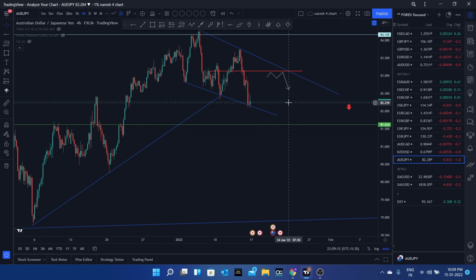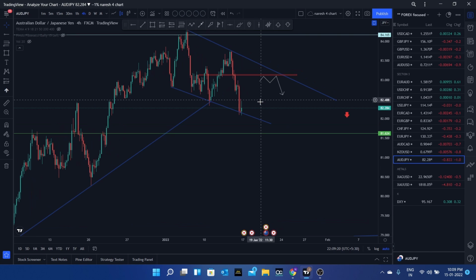Wait for it, patience is the key, guys. Don't try to go long here. Always wait for the trade to happen that you have planned. Don't try to trade here because it is at the bottom of your channel and you are thinking it will go up to this level again. Just remember this, always go with your trend, guys.